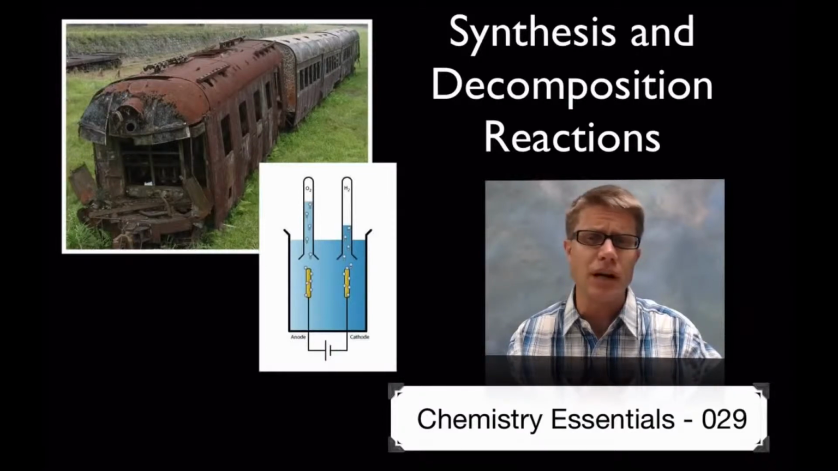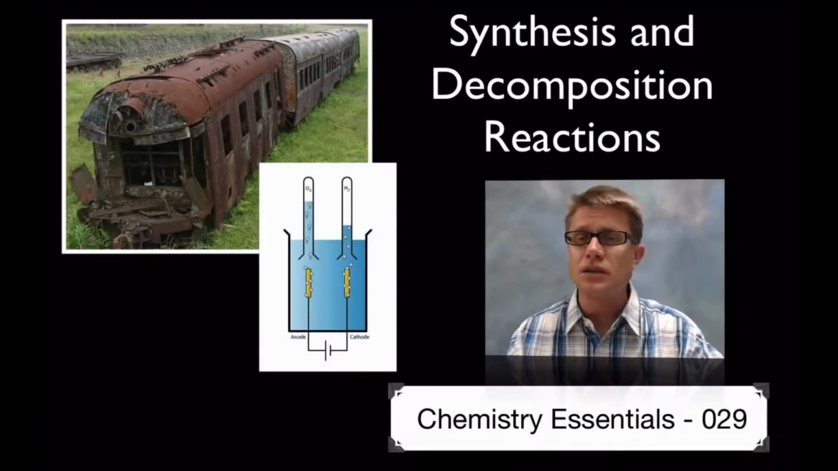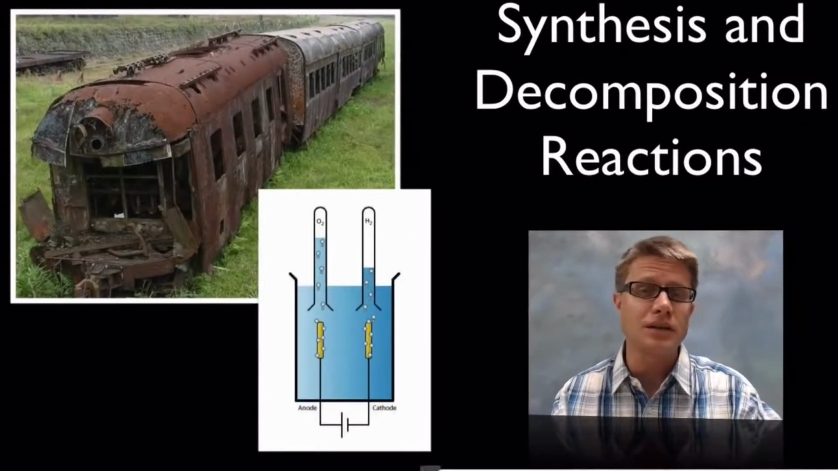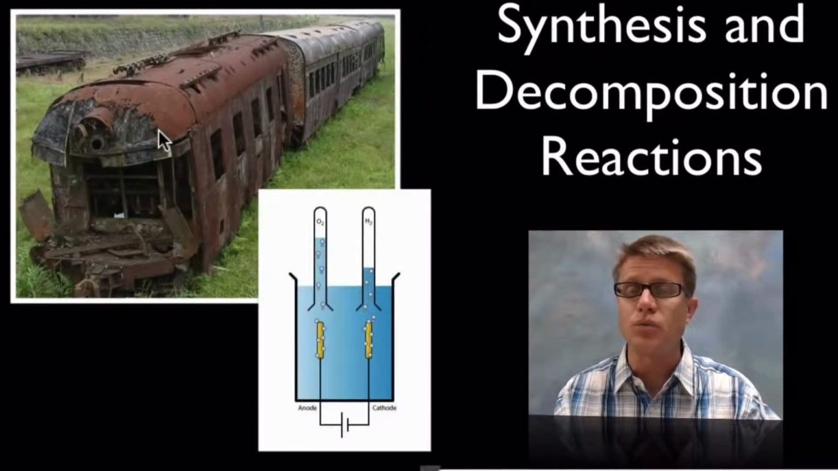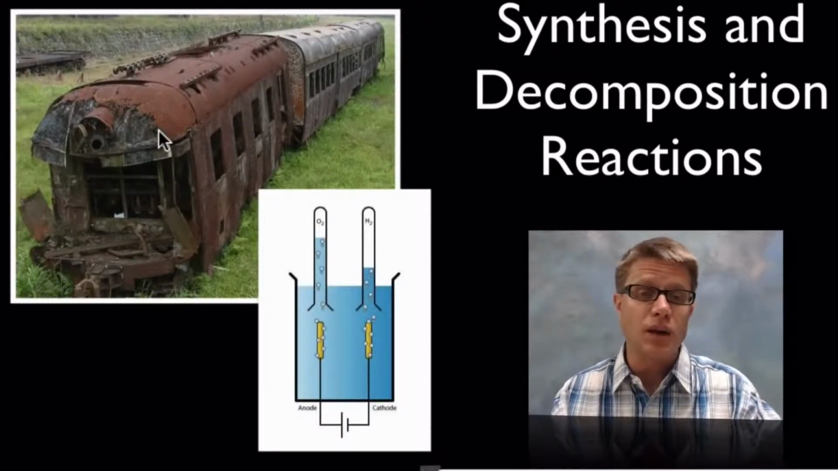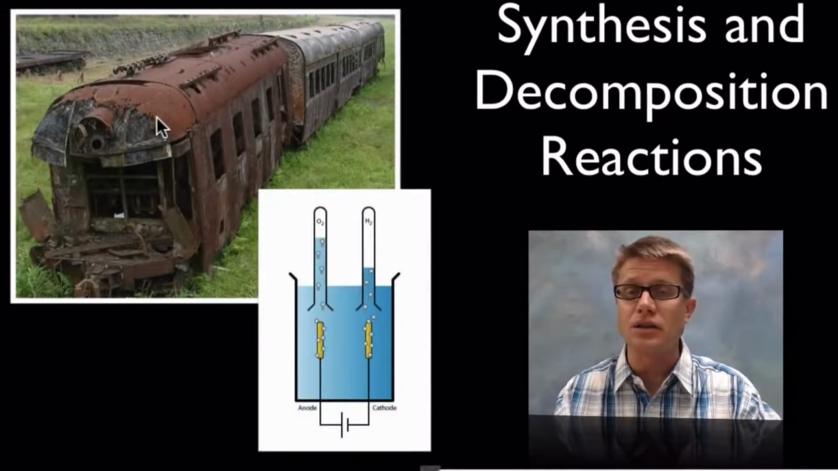If I ask you which of the two reactions you see on the left is a decomposition reaction, the tendency is to choose the rusting railroad car. And the reason why is it looks like it's breaking down. But if you think about it, what is rust? Rust is a combination of iron and oxygen, and so this is actually a synthesis reaction.